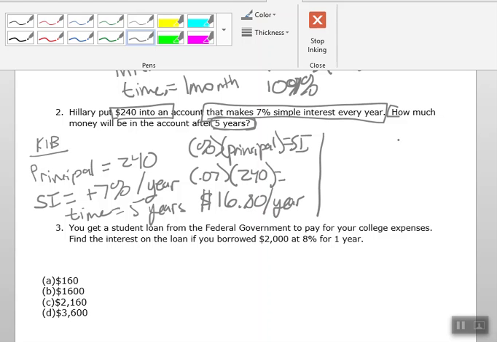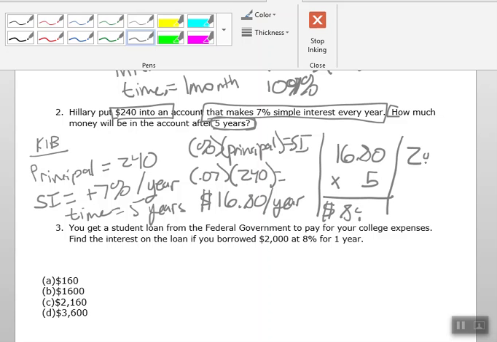All right. So now I want to take this $16.80 and I'm going to multiply it by 5. And I get $84. So over the 5 years, this account is earning $84.